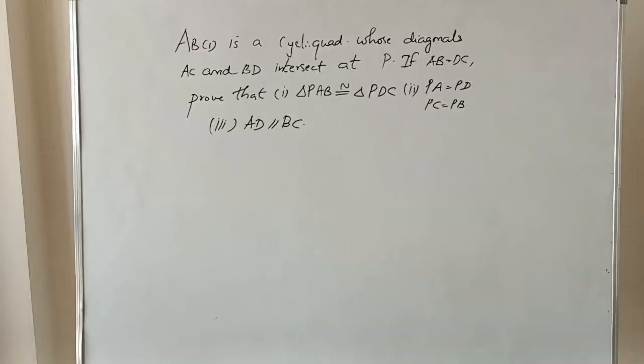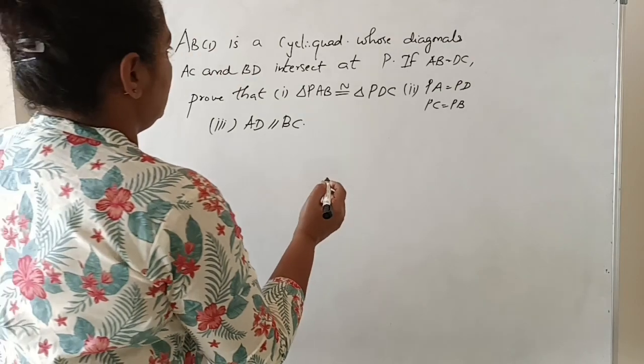ABCD is a cyclic quadrilateral whose diagonals AC and BD intersect at P. If AB is equal to DC, prove that so and so. Okay. So we have a cyclic quadrilateral ABCD.